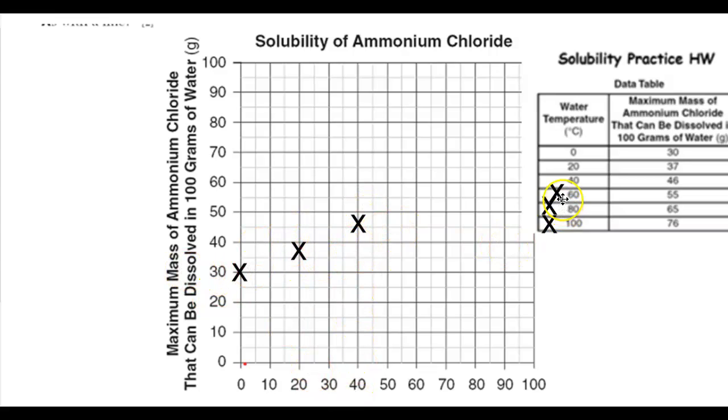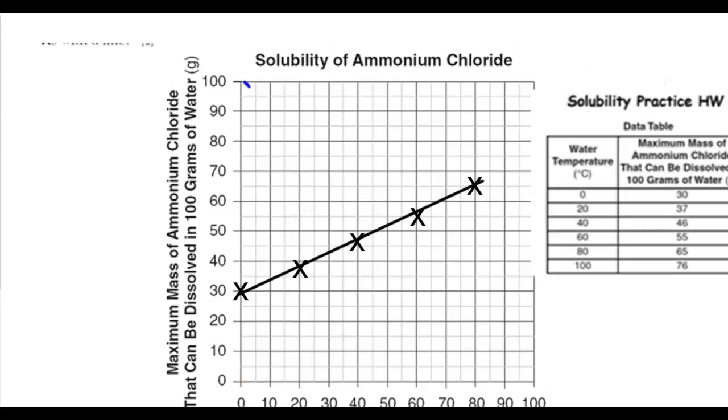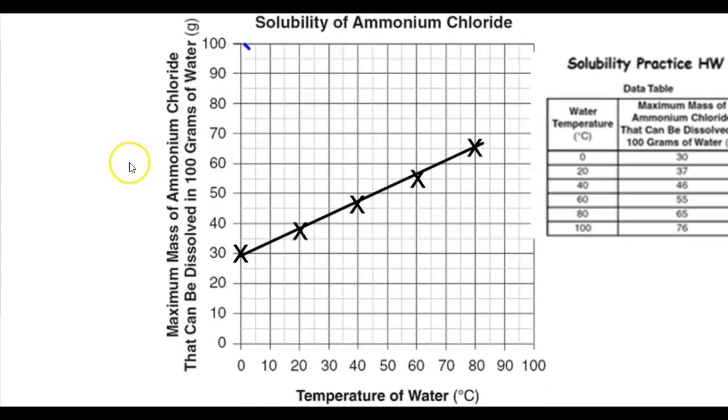Now we can continue until you've completed the graph. Okay, go ahead and connect your x's with a nice straight line. And you see something about the solubility of ammonium chloride. So what can we do with this?